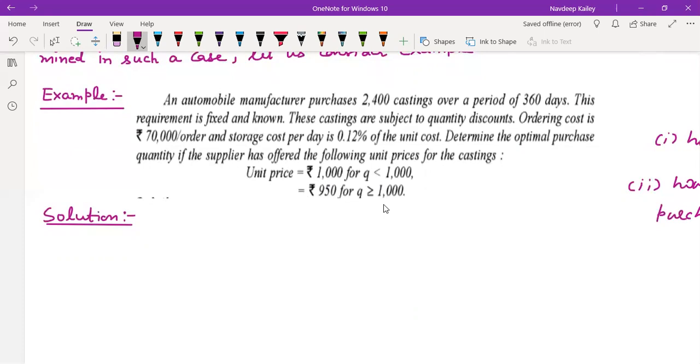First, we calculate the economic order quantity corresponding to the unit price of castings. Now, the economic order quantity is given by the formula: economic order quantity equals the square root of 2RC3 upon C1.